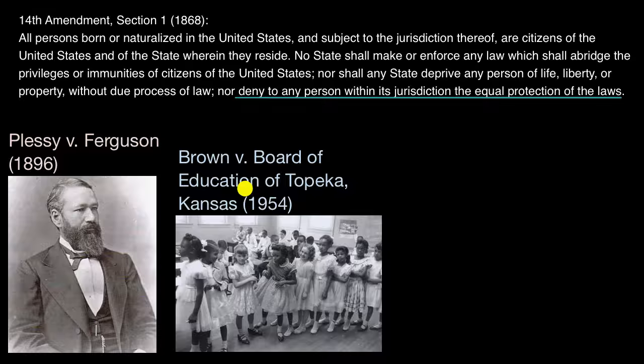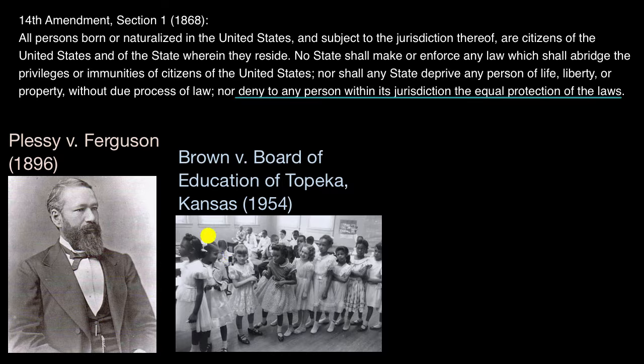But it shows how, based on the passage of time, based on social norms, based on a change in the makeup of the Supreme Court, they can make rulings that go one way or the other. Plessy versus Ferguson reaffirms segregation. It's perceived to curtail minority rights, while Brown versus Board of Education goes the other way, once again taking a look at the 14th Amendment.